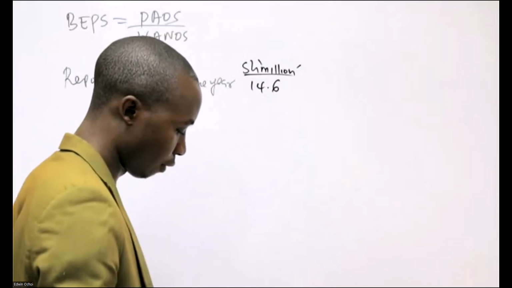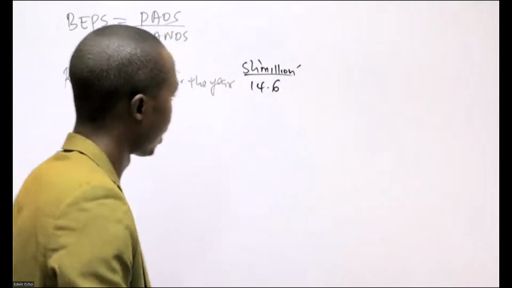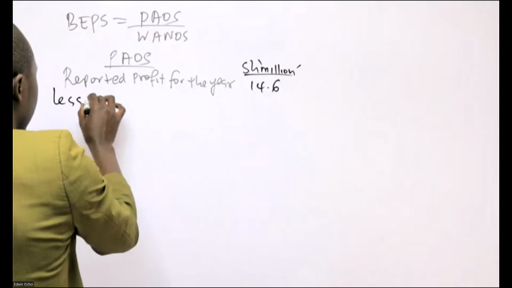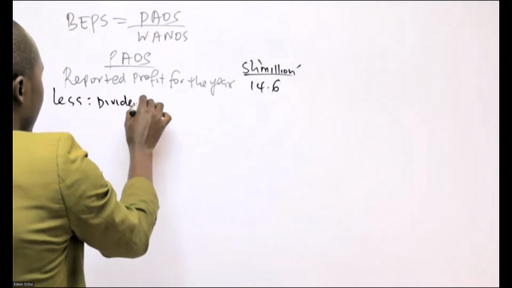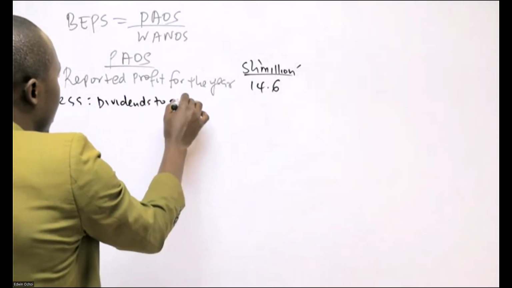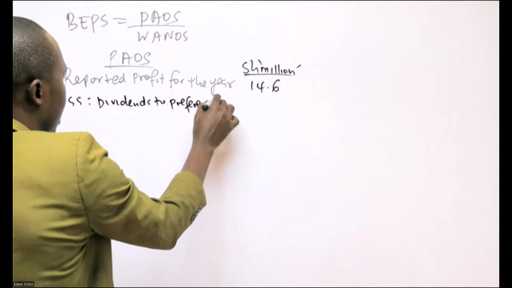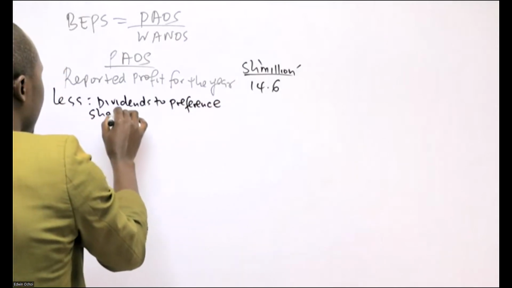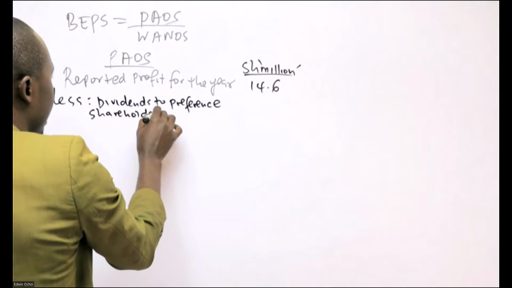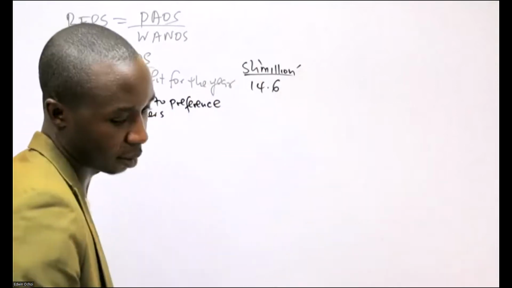Then we have to look for the preference dividends to minus here. So dividends to preference shareholders, or we just write preference dividends. It's just the same.